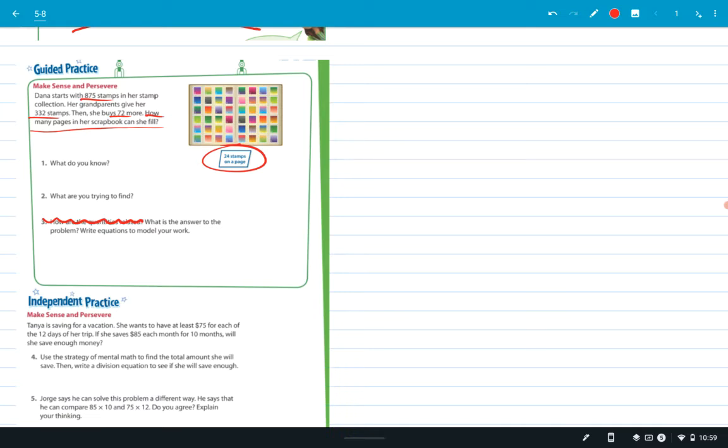And then it says, what is the answer to the problem? Well, you're going to have to add those quantities up and then divide them by, as somebody said, Mr. Hollenbach, I think it was 24. Then it says write the equations to model your work. Well, what's the equation? It would look something like this: 875 plus 332 plus 72. Okay. And then I would put that in parentheses and then divide that by 24.